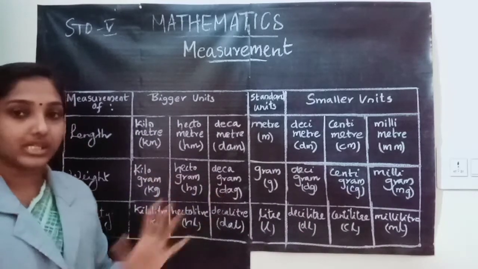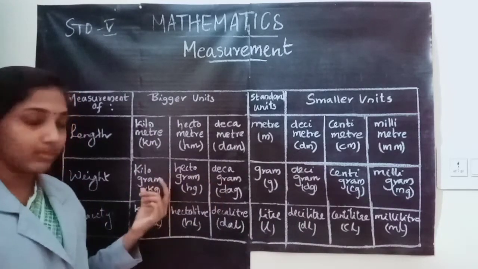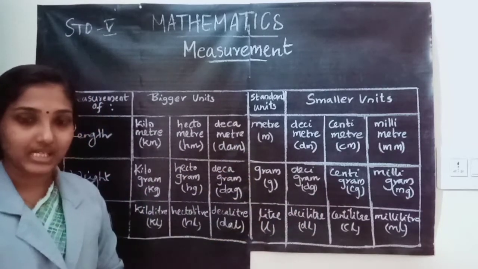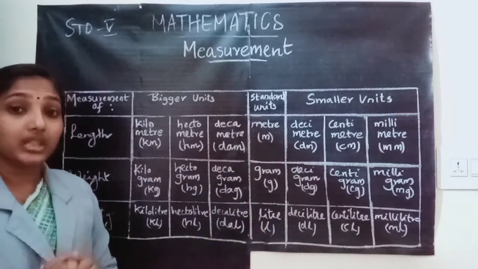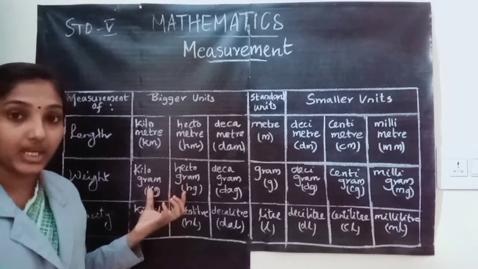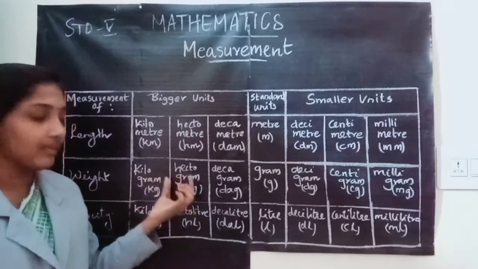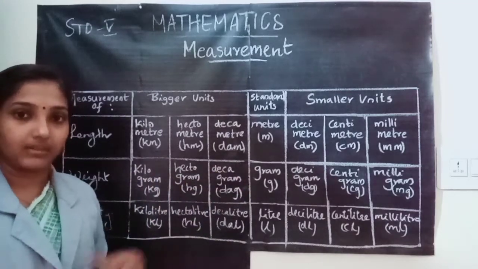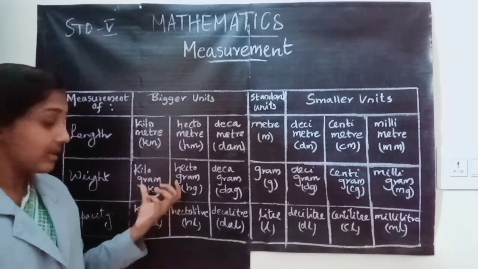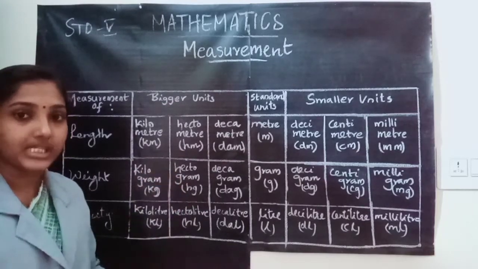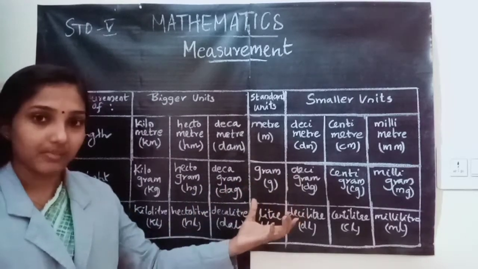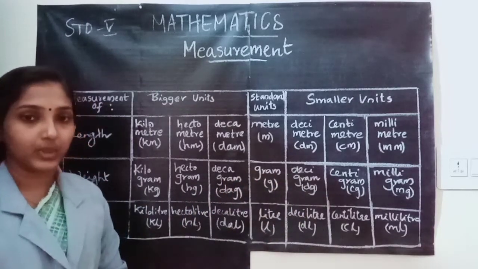Okay, so here also we have 7 units, 3 bigger units and 3 smaller units, and gram is our standard unit. Always the measure of heavier objects, we measure it in bigger units such as kilogram, hectogram and decagram. The measure of heavier objects are expressed in bigger units. And to express the weight of lighter objects, we use smaller units.